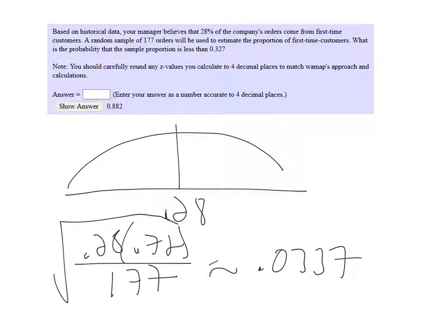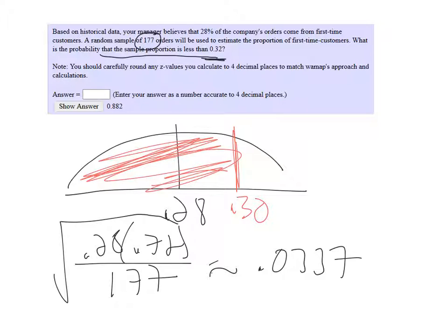They want to know the probability that a random sample of 177 orders will have a proportion of less than 0.32. So that 0.32 is about there, and I want to know less than that. This is just a normal CDF situation where the mean is 0.28, the deviation is 0.0337, and I want to know less than 0.32.